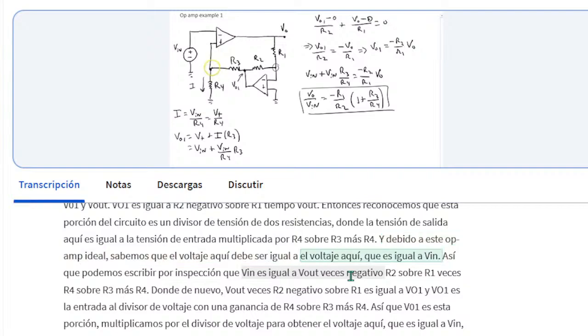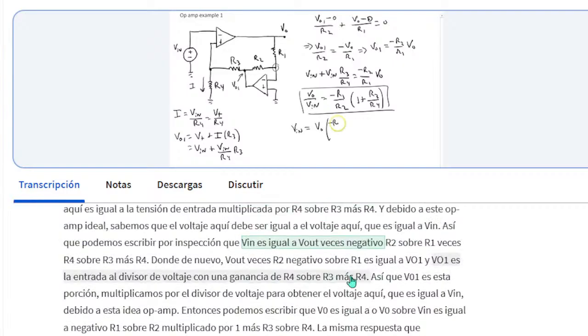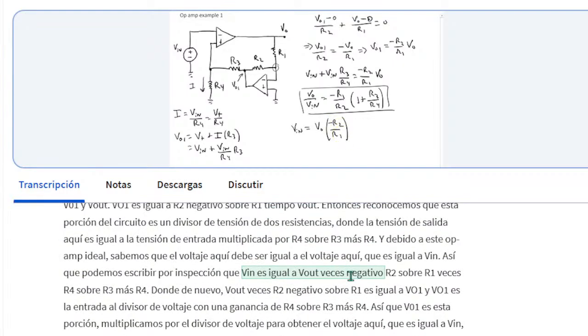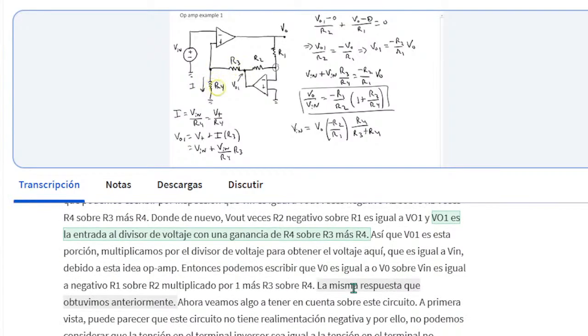So we can write by inspection that Vn is equal to V out times negative R2 over R1 times R4 over R3 plus R4, where again, V out times negative R2 over R1 is equal to V01, and V01 is the input to the voltage divider with a gain of R4 over R3 plus R4. So V01 is this portion.